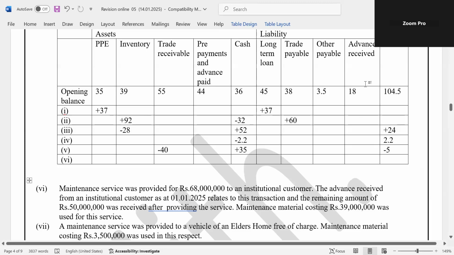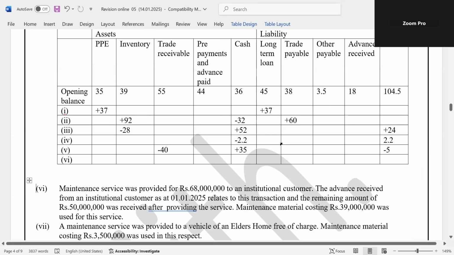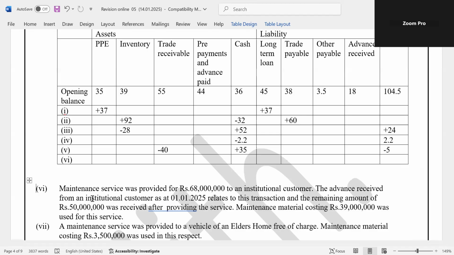The maintenance service was provided for 68 million, and the advance received from the institutional customer on 1st January 25 is relevant for this transaction. Look, the advance was received earlier. The remaining amount of 50 million was received after providing the service. The value equals 68 million, but 18 million was already received in cash. Therefore, the balance of 50 million was received after providing the service. Maintenance material costing 39 million was used for this service.